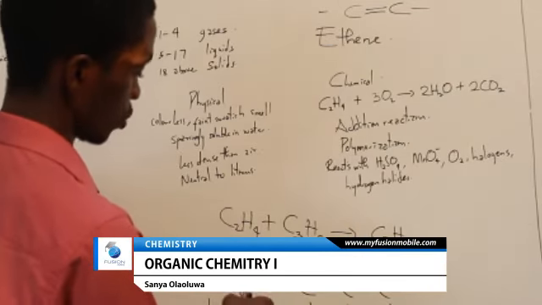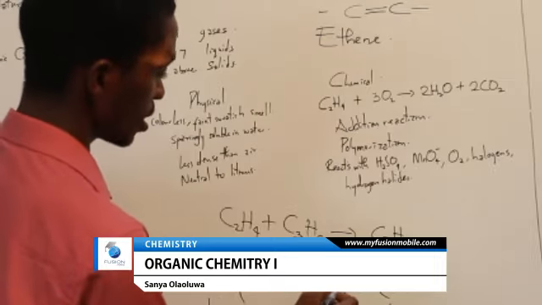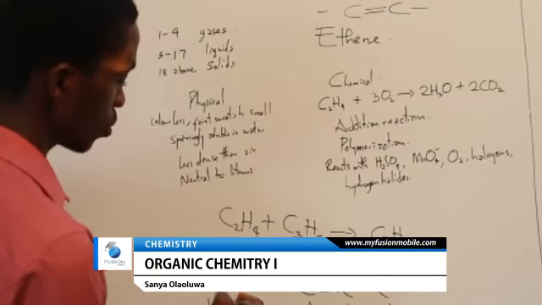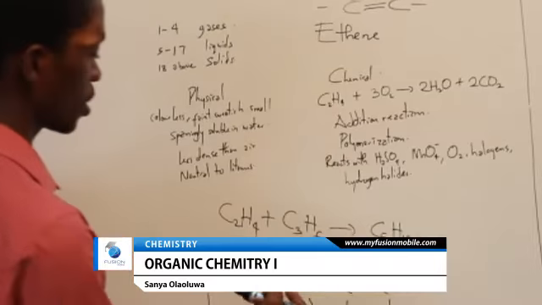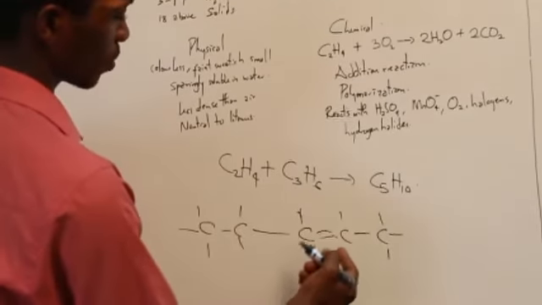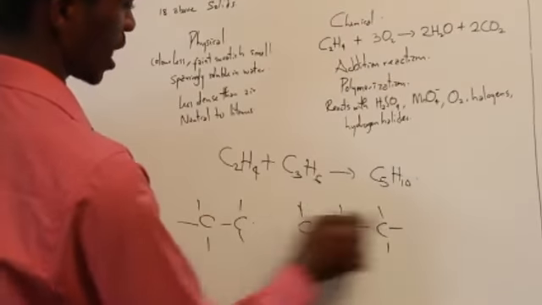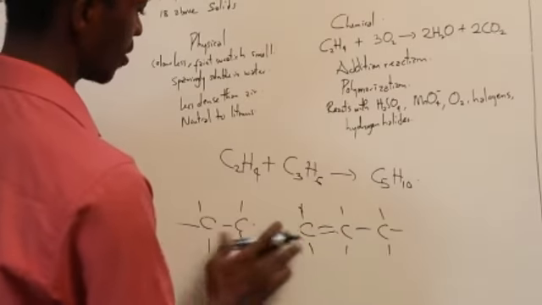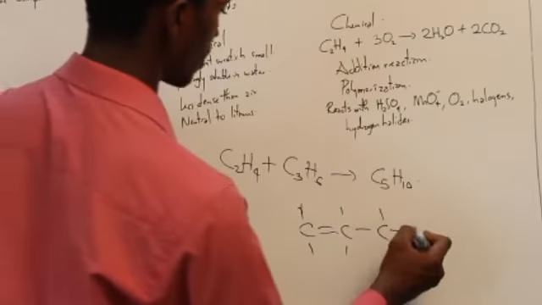This one will maintain its distance, this one will lose its double bond and use it to connect to the ending of this, that's this side. So we'll have something like C.